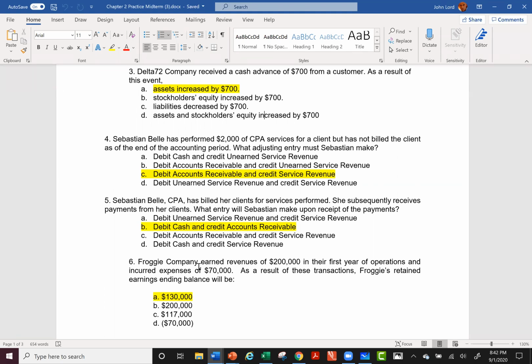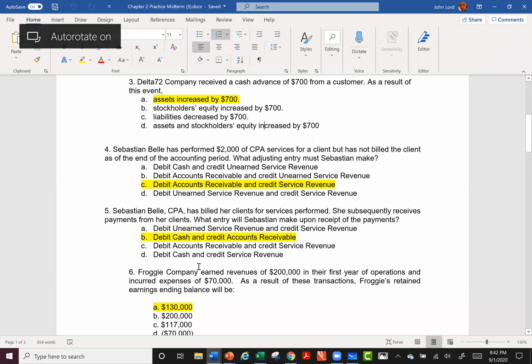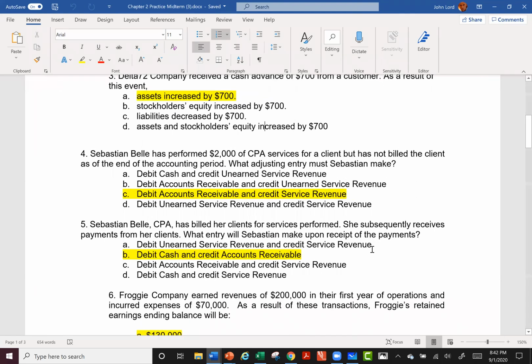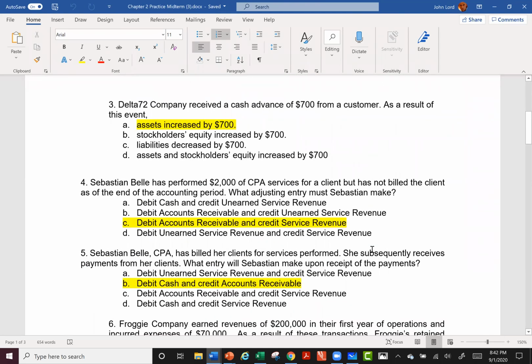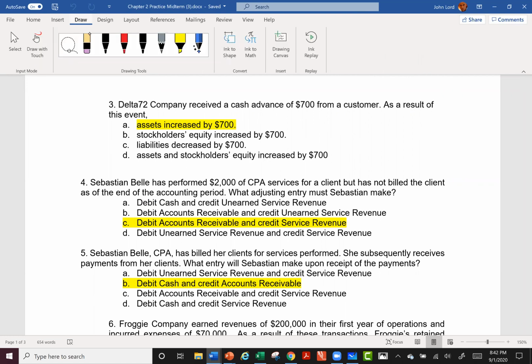Now, the best way to answer these questions, which contemplate whether you know what journal entry would be made and how it affects the account, is to just use your training now of debits and credits, make the journal entry associated with the transaction, and then understand how it affects the account. Let me show you. So company received a cash advance of 700. If you received cash, should your cash go up?